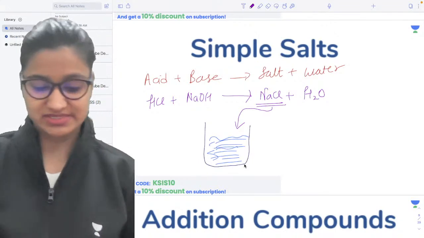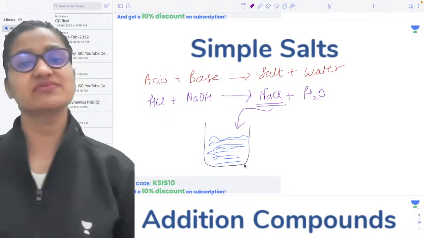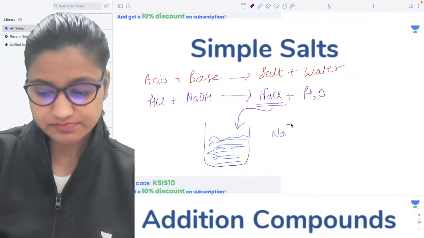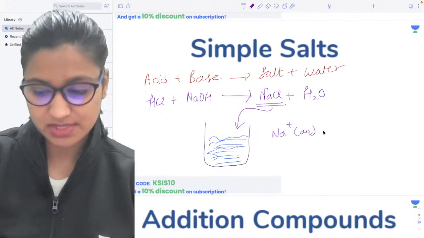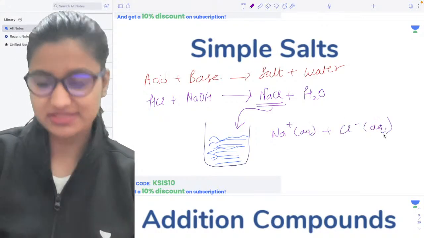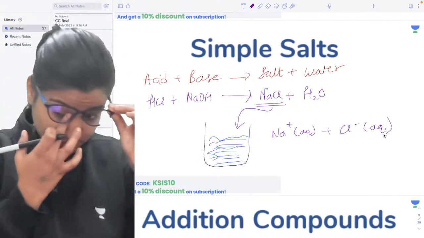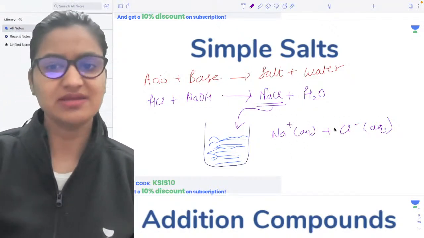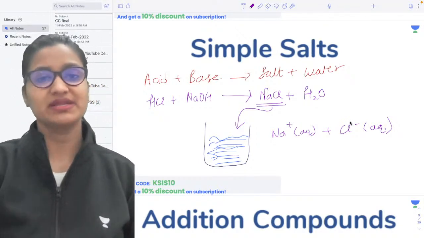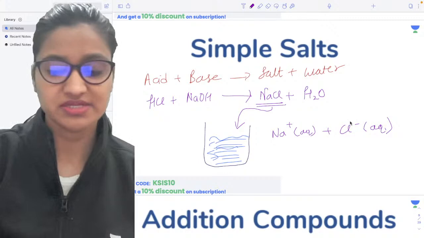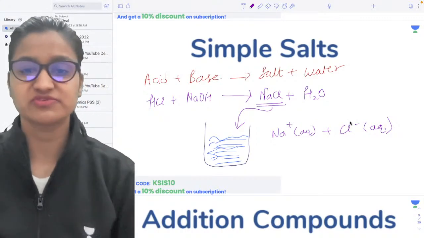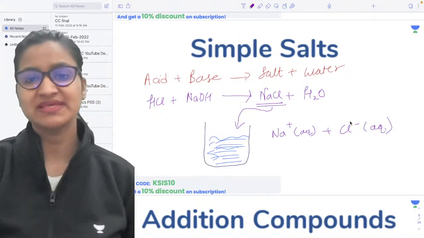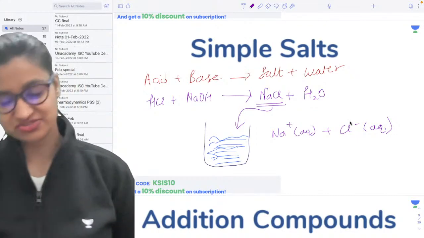You will say that, ma'am, NaCl will be dissociated into its ions, right? So what will you have? Na positive aqueous plus Cl negative aqueous, right? Na positive and Cl negative will be formed. Correct? Sodium cation and chloride ion, these will be formed, right? So it gets dissociated into its individual components. Your simple salts break into Na positive and Cl negative. When you dissolve them in water, they simply get dissociated into their ions, right?